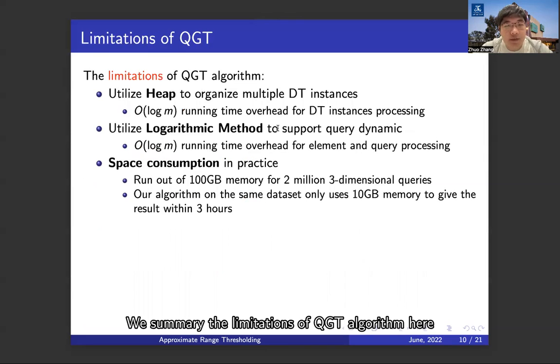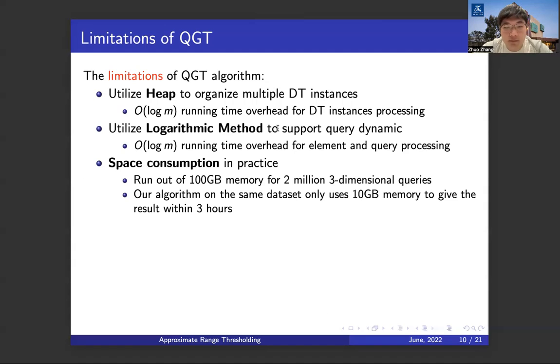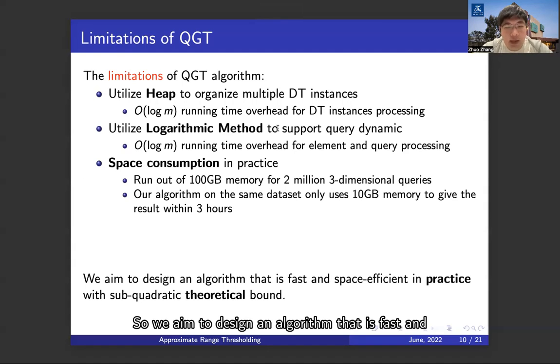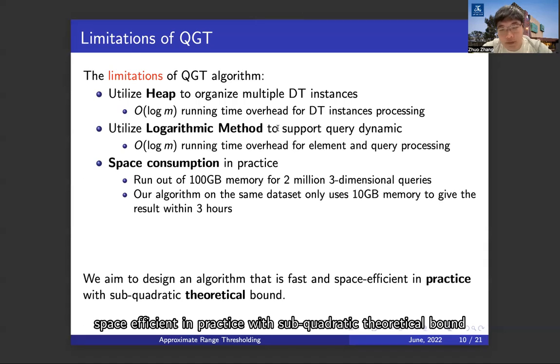We summarize the limitations of QGT algorithm here. The utilization of heap structure and logarithmic method will introduce a log m overhead for the overall running time. At the same time, we also found that in practice, the space consumption of QGT algorithm is quite large. For example, it will run out of our 100 gigabyte memory for 2 million three-dimensional queries. As a comparison, our algorithm on the same dataset only uses 10 gigabyte memory to give the result within 3 hours. So we aim to design an algorithm that is fast and space efficient in practice with subquadratic theoretical bound.